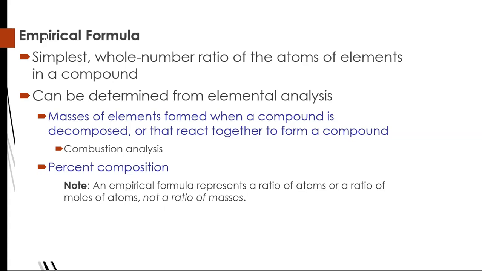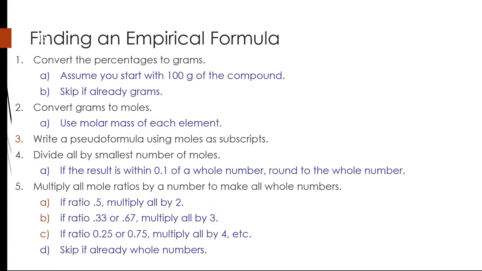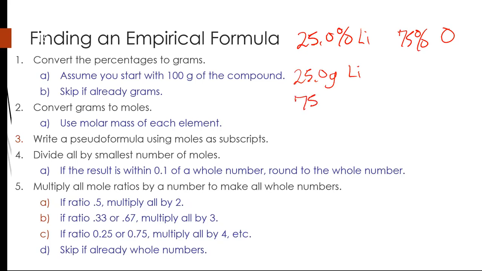So in order to find an empirical formula, what you want to do is take those mass percents that they gave you and turn them right into grams. So if we had told you that there was 25.0% of lithium in the compound and 75% of oxygen, what we want to do is assume that there's 100 grams of that compound. That would tell me that there's 25.0 grams of lithium and 75.0 grams of oxygen, so we can line those up.